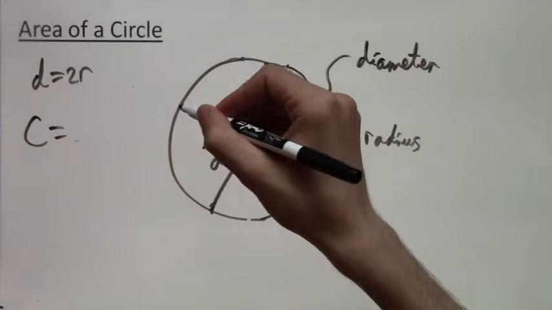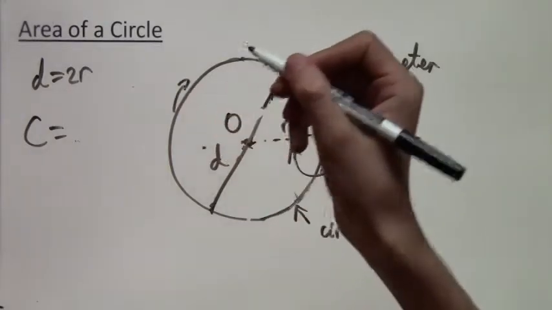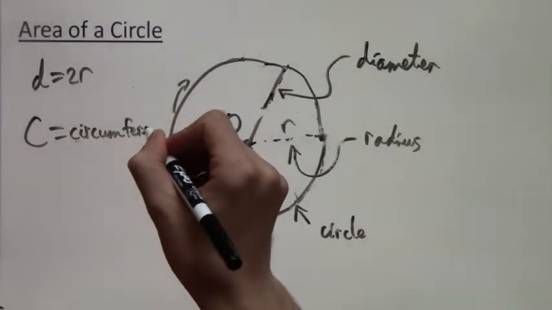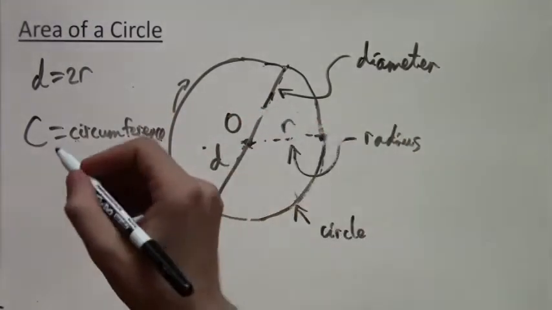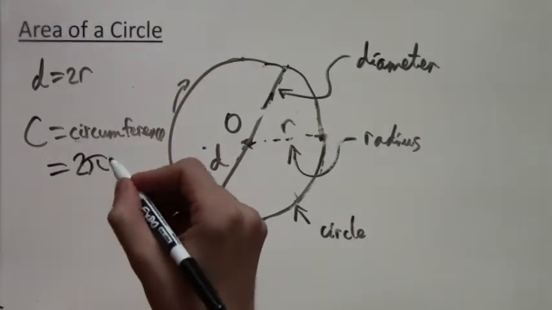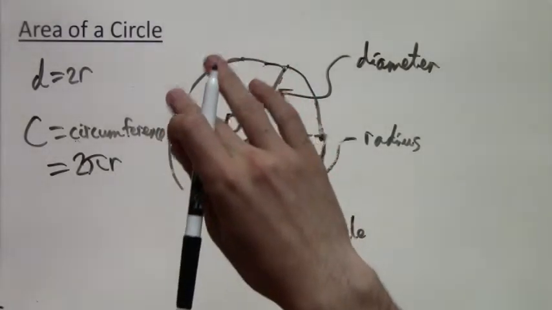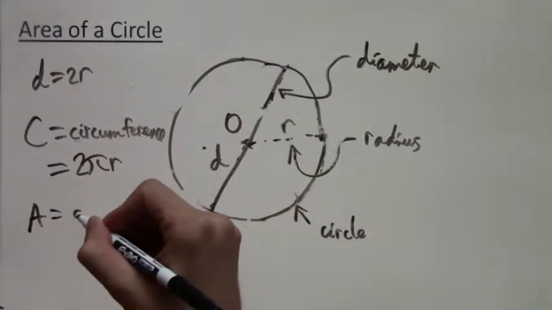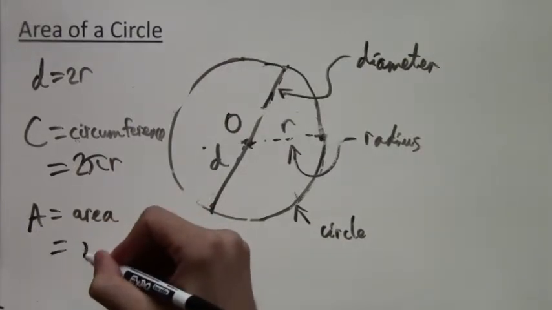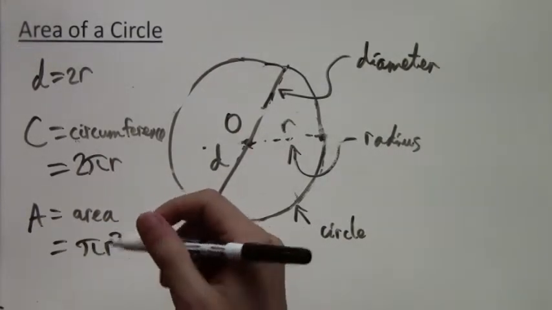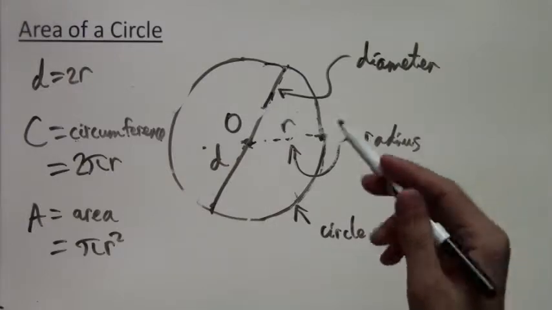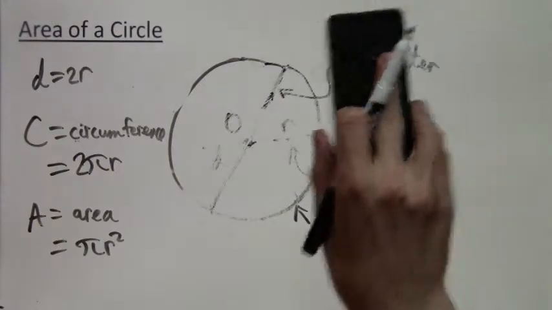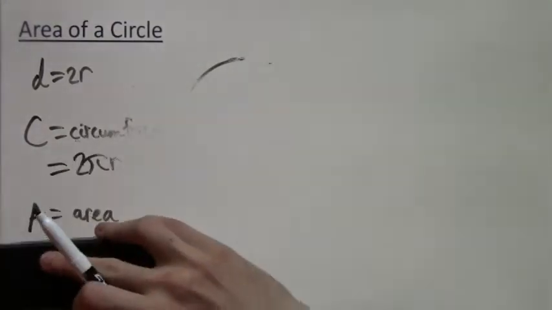So now let's talk about the circumference, which we label with a capital C. Circumference is the length around the circle. So like a runner running along a track, the distance that he ran would be the circumference. And for a circle, the formula is 2 pi times the radius. And now the area, which we will write A for, is pi times the radius squared. So this way, knowing the radius tells you both the circumference and the area of the circle, and of course the diameter.